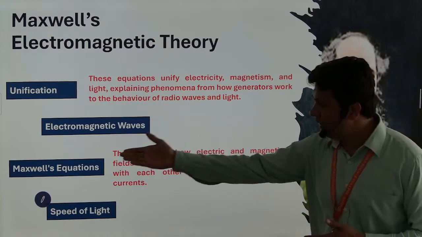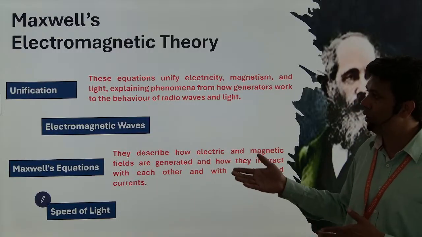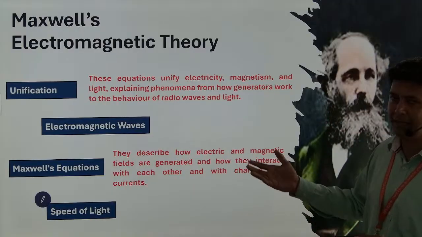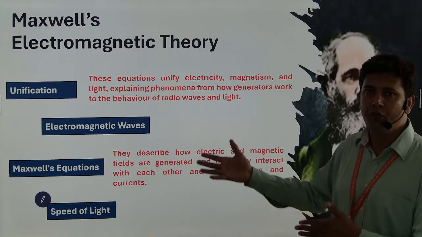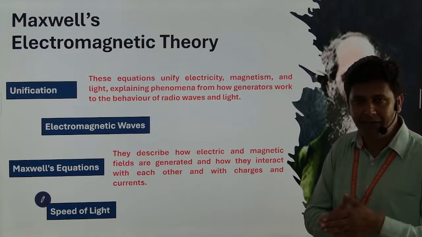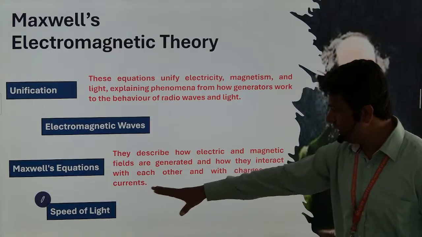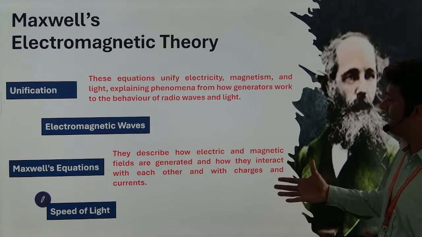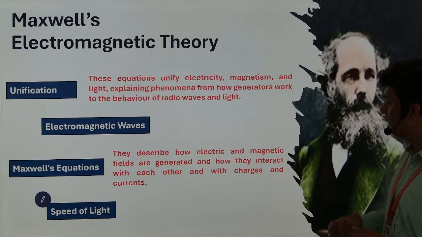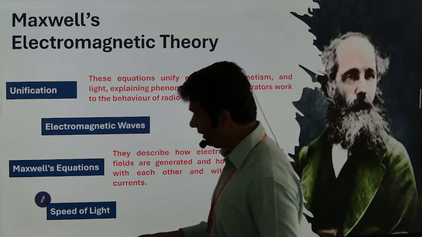And we know that electromagnetic waves are one of the basic ideas Maxwell came up with, and they consist of two fields, electric field and magnetic field. They are perpendicular to each other, and they are traveling in the direction of the propagation of the light. Then Maxwell's equations describe how electric and magnetic fields are generated and how they interact with each other, and with charges and currents also. And the speed of light also.